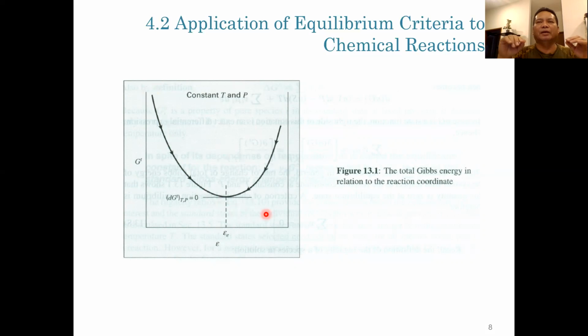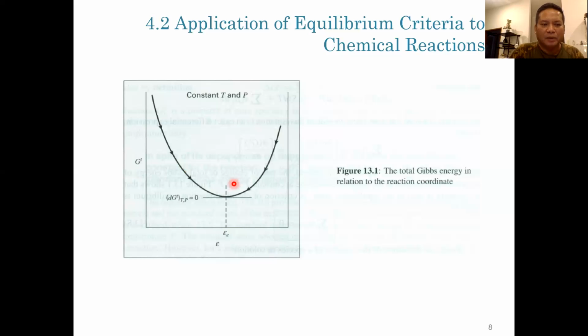When we talk about equilibrium, if there are more products than reactant, then the products will react to produce more reactant. So the reaction goes to the left, until it becomes equilibrium.